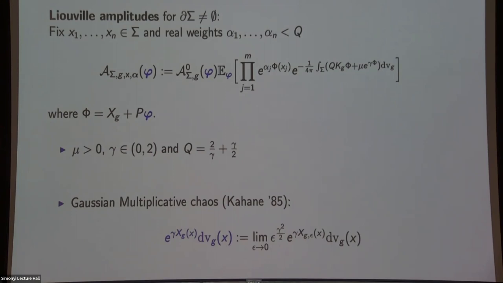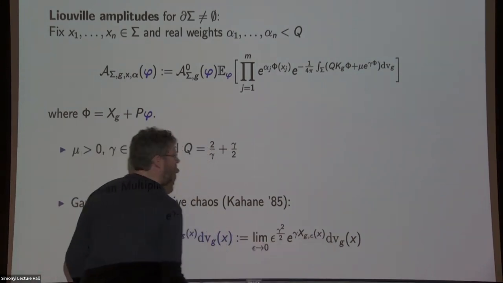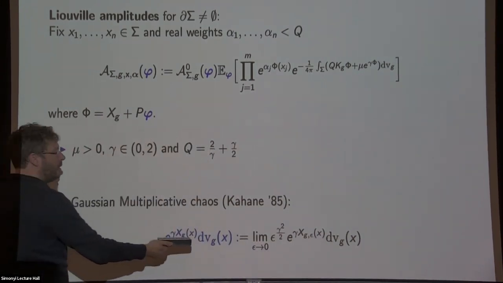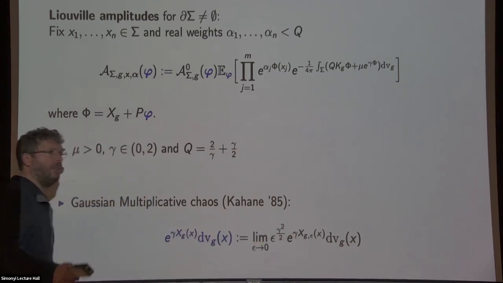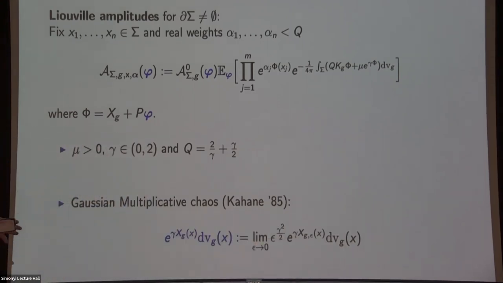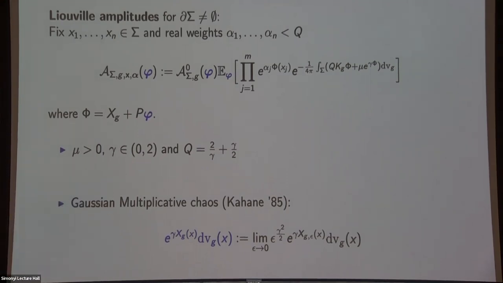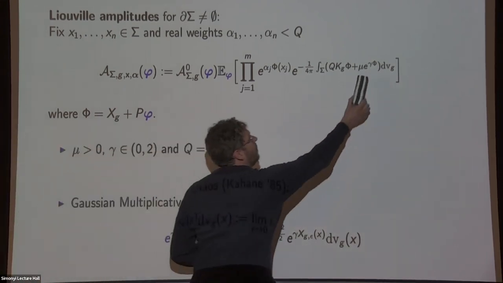It's a random measure, which is rather wild. It doesn't at all behave like the standard volume form. And if gamma is bigger than 2, then it converges to 0. So there is nothing. Our entrance point via probability is restricted to these values. This is why gamma is in (0,2). And that's how you define this interaction term.